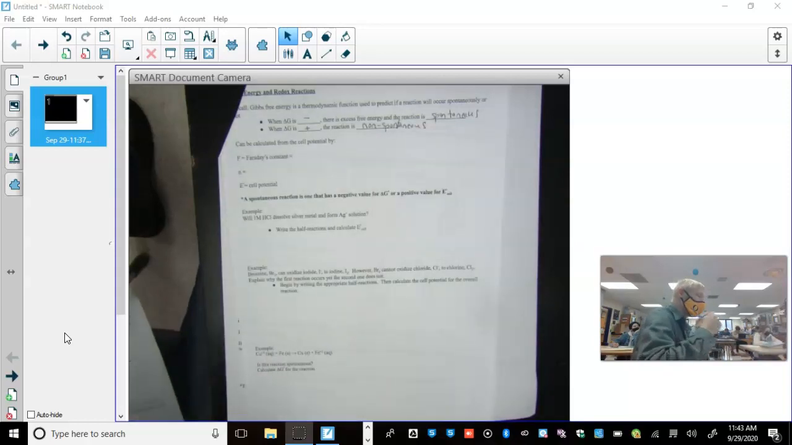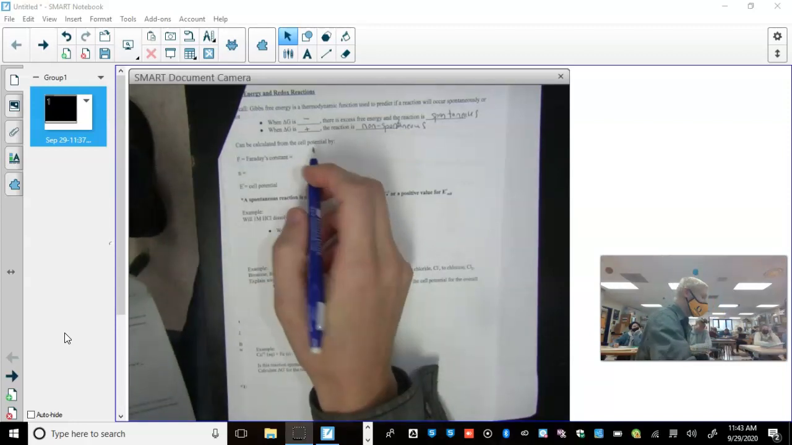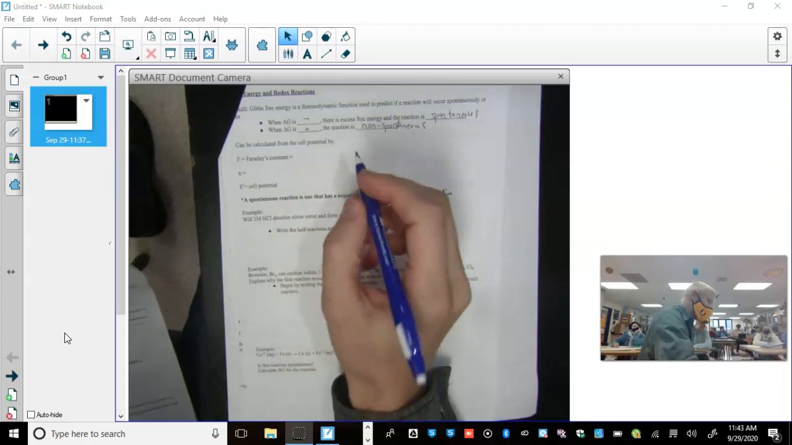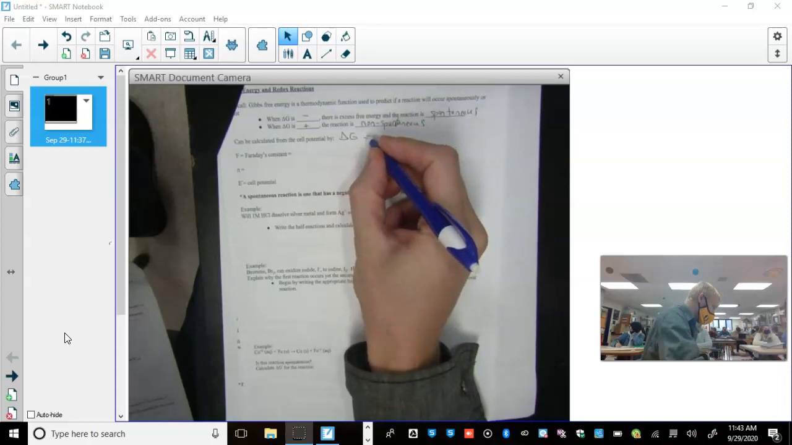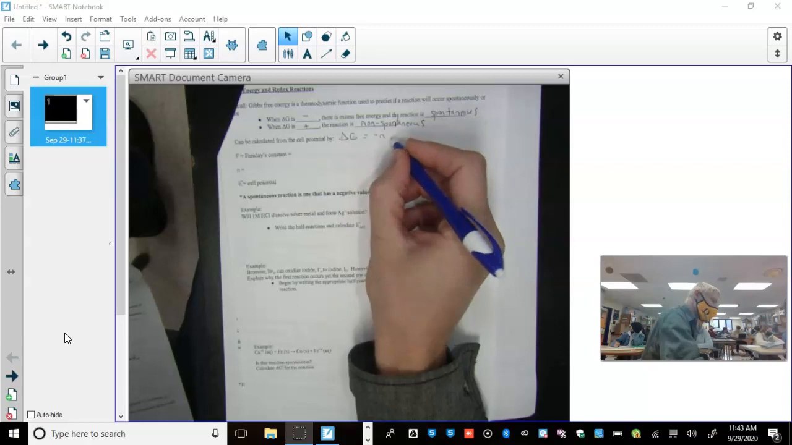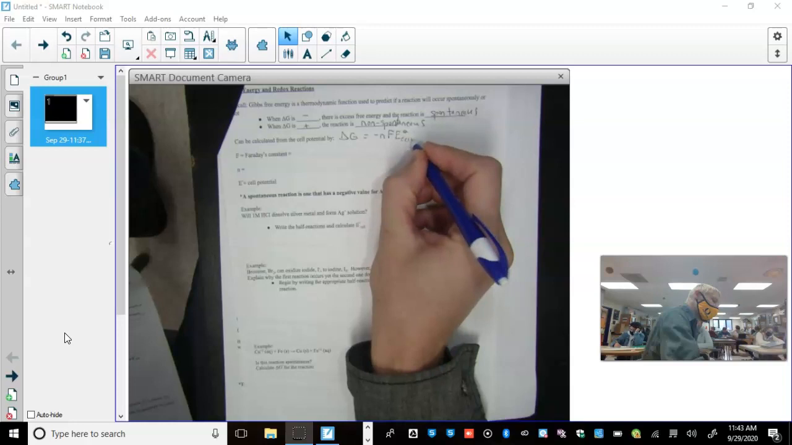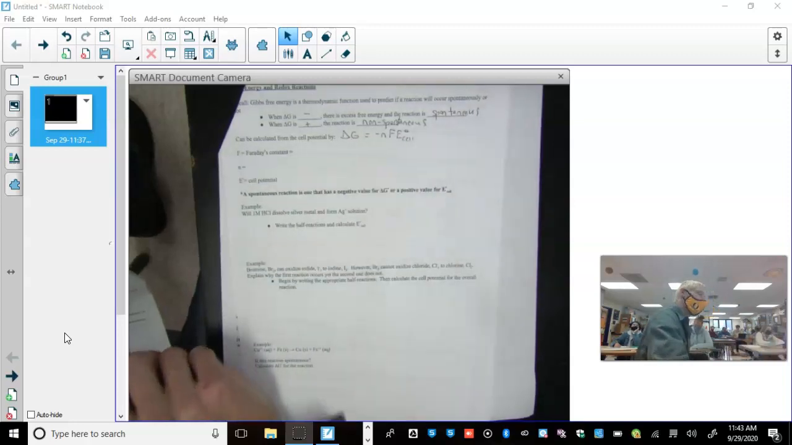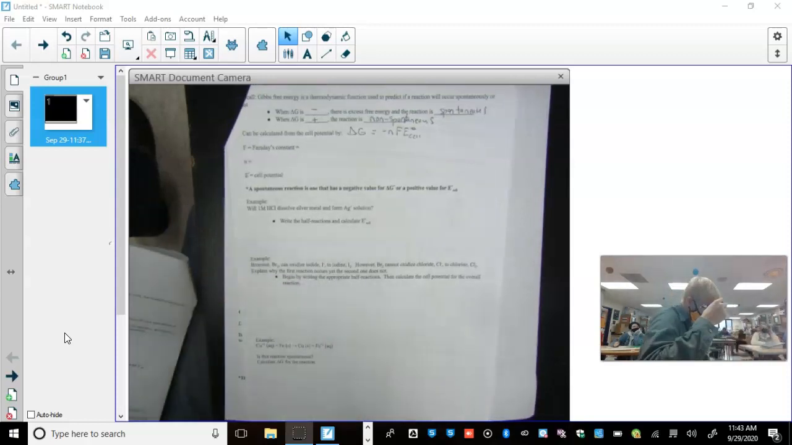All right. So you can calculate this from the cell potential. And we got the equation is delta G. This was in the Pearson. It's also in the Zumdahl. Anyone? Negative N times F times E cell. That's the equation. And that equation is also in your packet. It's on the first page, the equation page, so you don't have to memorize it.